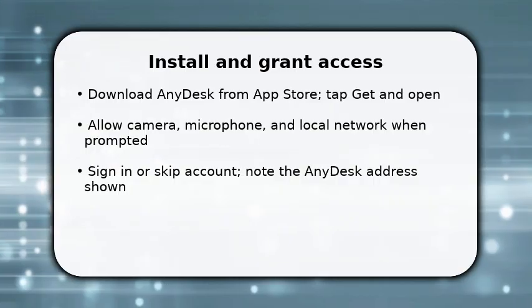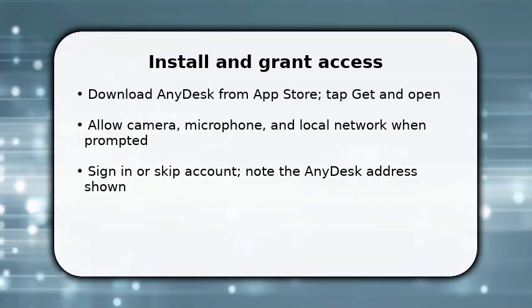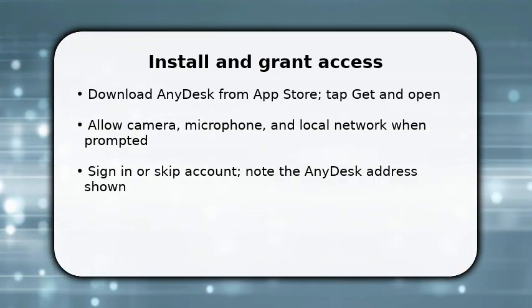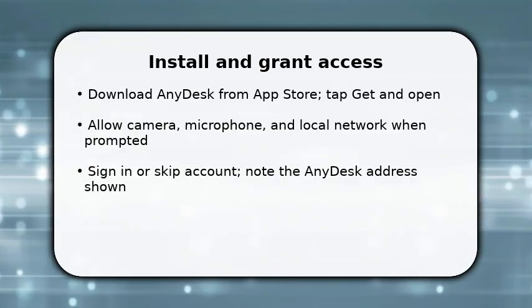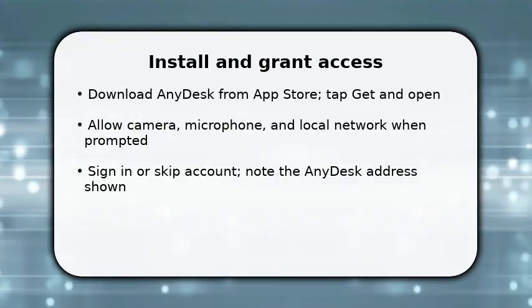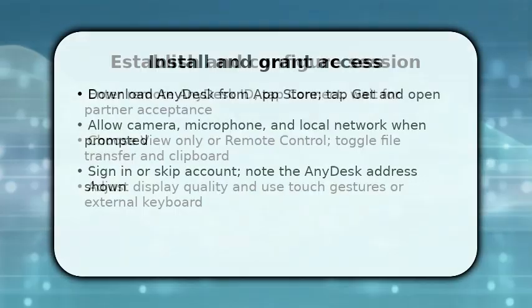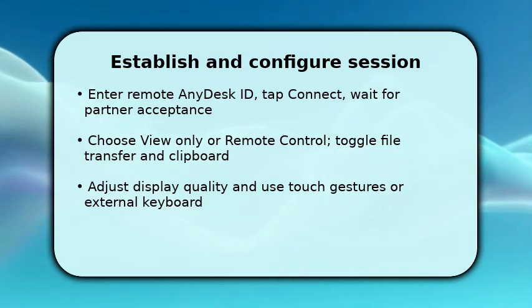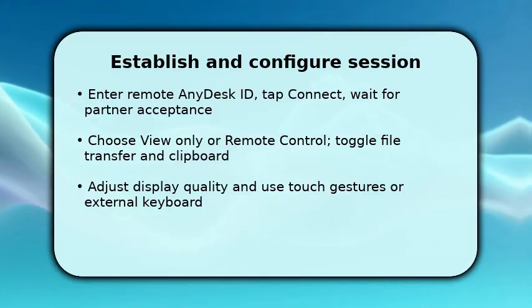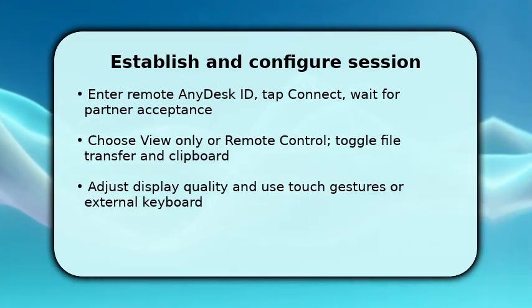If you see a permission request for local network or microphone, accept it so remote control and audio work correctly. You now enter the remote AnyDesk ID and tap Connect. While waiting, explain to the remote user to accept the incoming request. Once connected, select View Only or Remote Control depending on whether you need control.